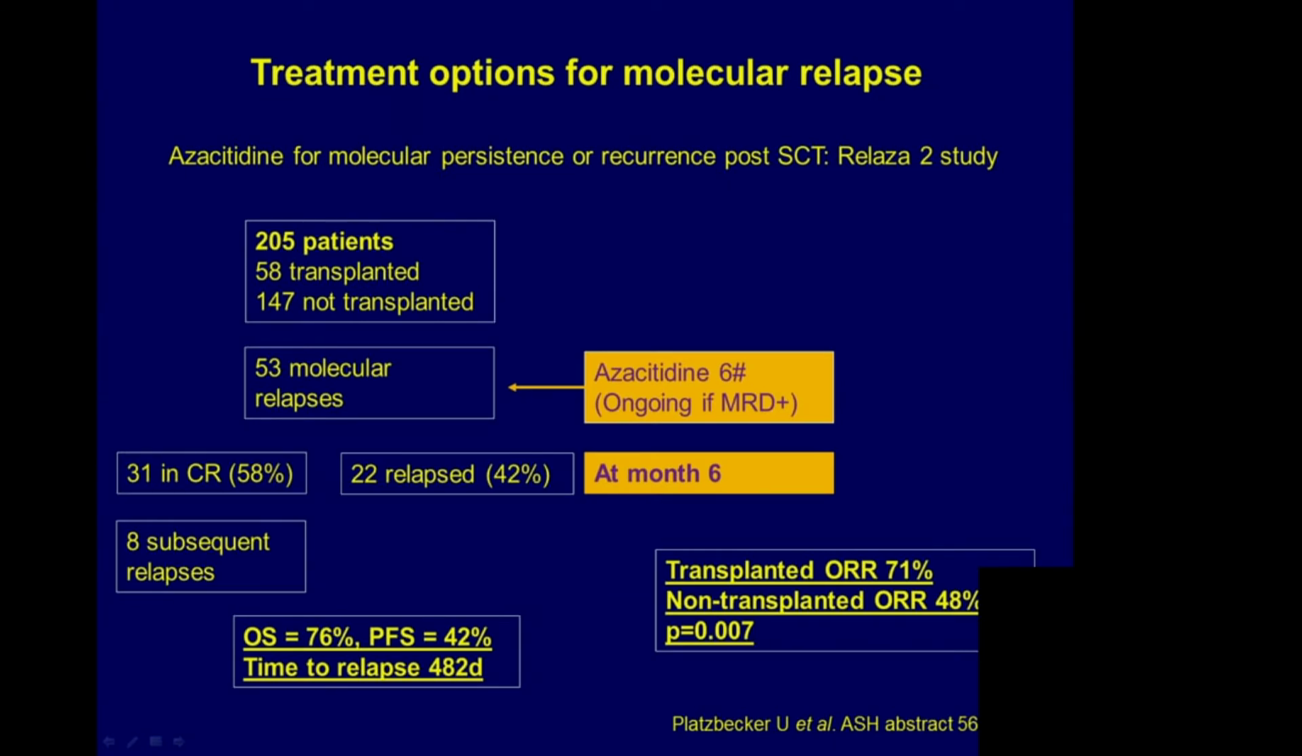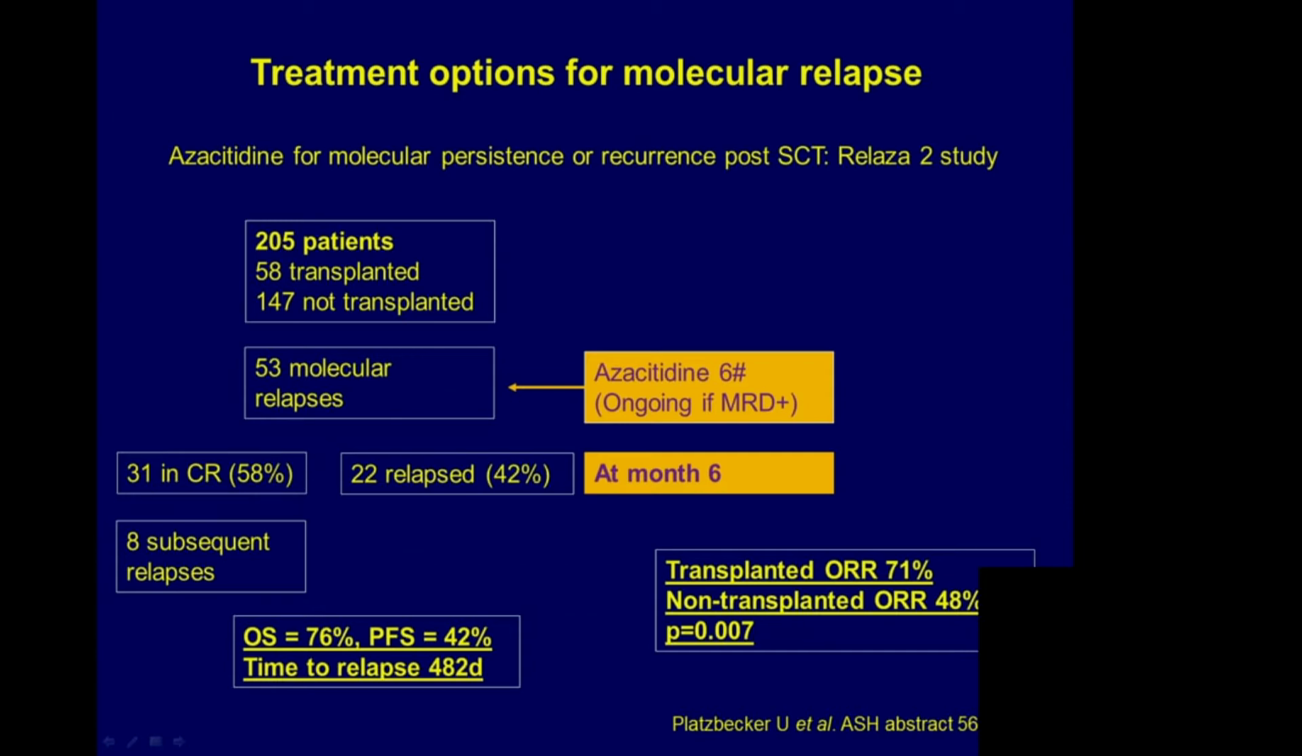And then this was further explored in the RELASER-2 study, which is a much larger study, which was reported at the last ASH meeting. In this study, they enrolled 205 patients, of whom 58 had been transplanted. And during follow-up, they recorded molecular relapse in 53 patients. And these patients were then treated with azacitidine for 6 months. At the end of month 6, 58% of patients were still in morphological complete remission, whereas 42% of them had relapsed.